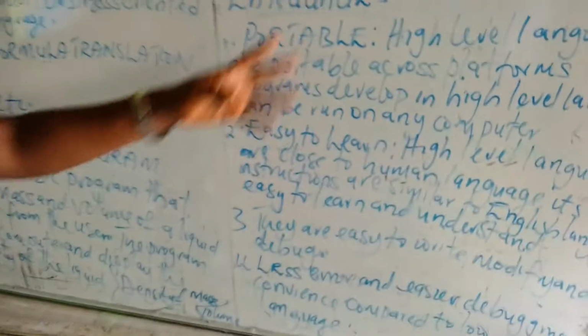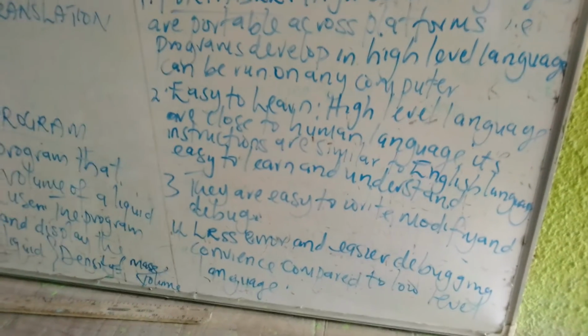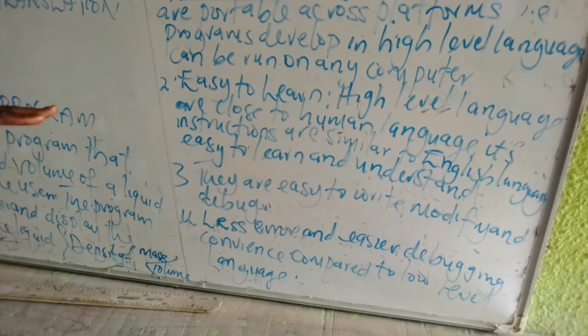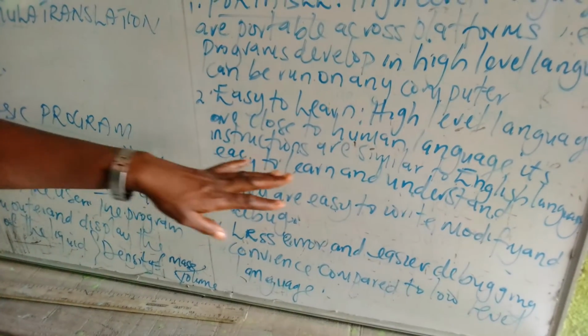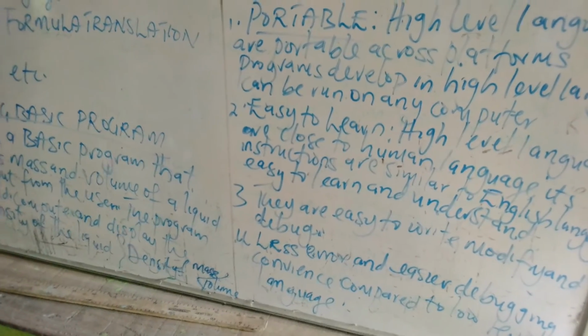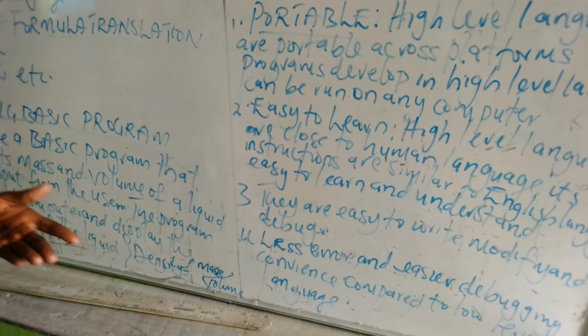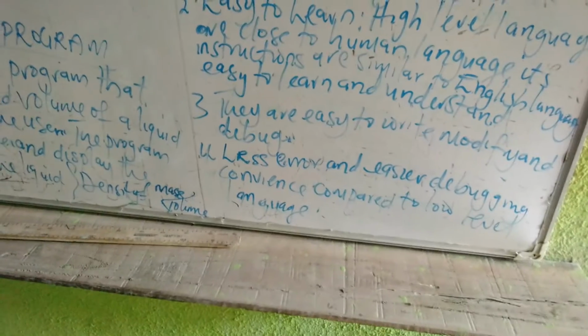The next one is easy to learn. High-level languages are easy to learn in the sense that such language instructions are close to human language. That is, they are similar to the English language, and as such, they are easy to learn and understand. The next you have there is that high-level languages are easy to write, to modify, and to debug.